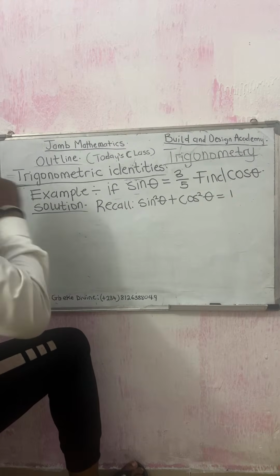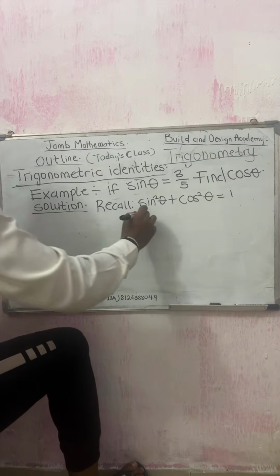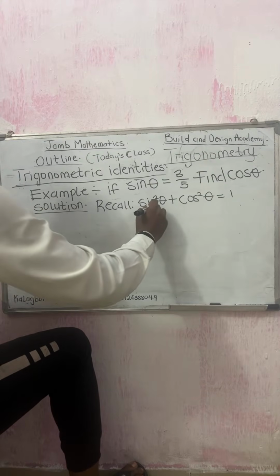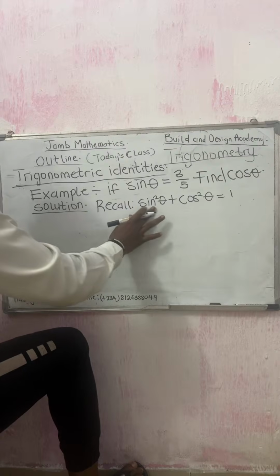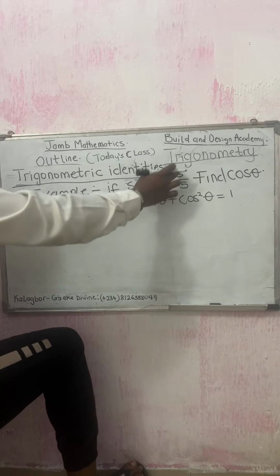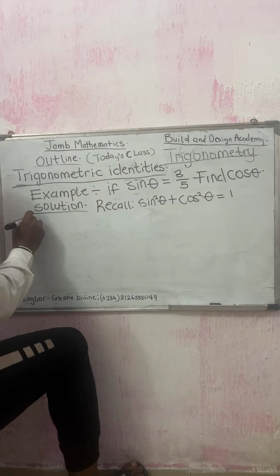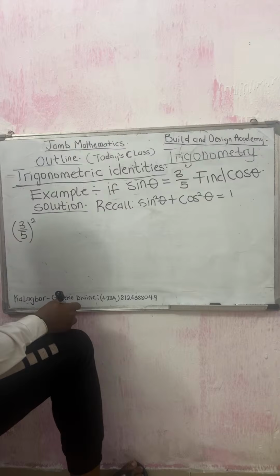Once you recall this, now they give us sine theta as 3 over 5. Therefore, sine square theta will be the square of, okay, let me write it here. Sin theta is equal to 3 over 5. So sin square theta will be 3 over 5 square.